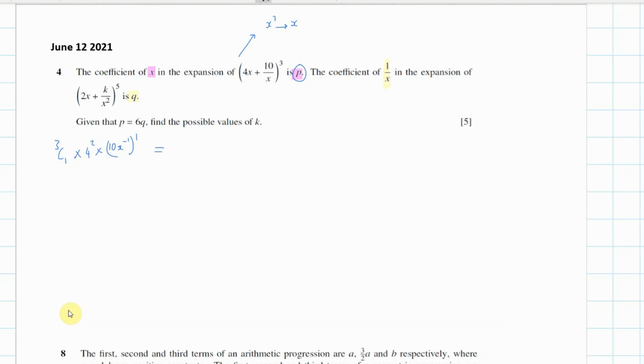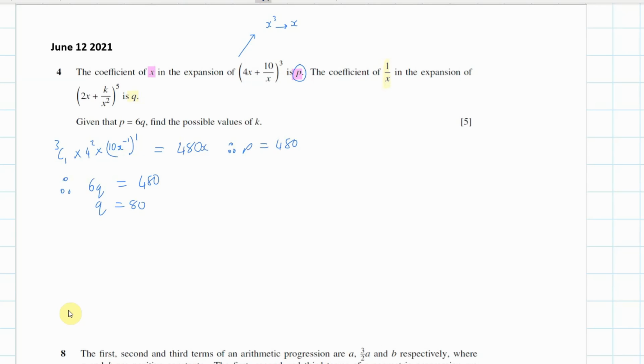Now the coefficient is going to be p, so we should be able to find out what p is here. So that is 3 times 4 squared times 10, which is 480x. Therefore, p equals 480. Now, p is equal to 6q. Therefore, 6q equals 480, and q equals 80.